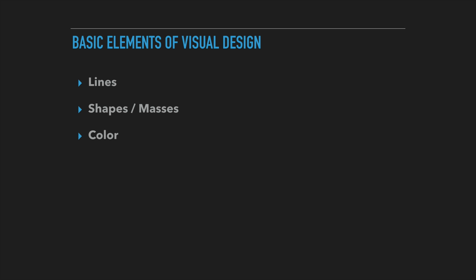Color is another important visual design element. Color will often create shapes and masses, or changes in color will create lines and edges. So color is very powerful when it comes to visual design, especially if you understand or learn how different colors react and work with one another.